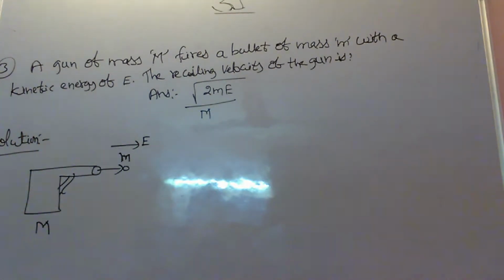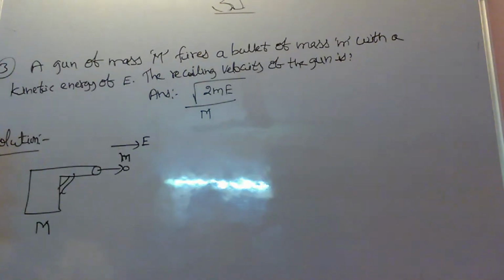A gun of mass capital M fires a bullet of mass small m with a kinetic energy of E. The recoiling velocity of the gun is, we are finding, its answer we are getting square root of 2mE by capital M. Here, capital M is the mass of the gun.